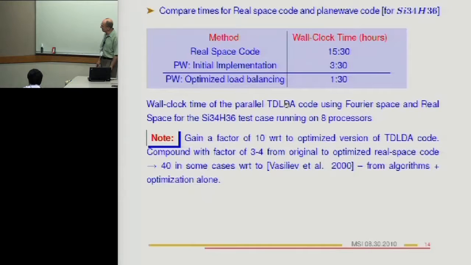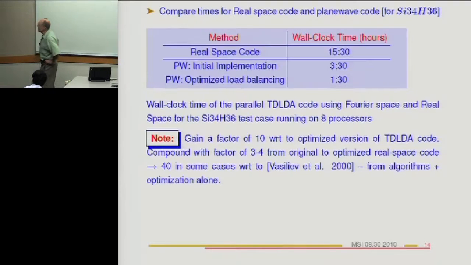And here's the time. The real space code took like 15 hours. This took like an hour and a half. So it's about 10 times faster. The initial code itself was close to 6 times faster than the very initial code we inherited from Igor. So it could be like 50 or 60 times faster than the original code on the same machines.